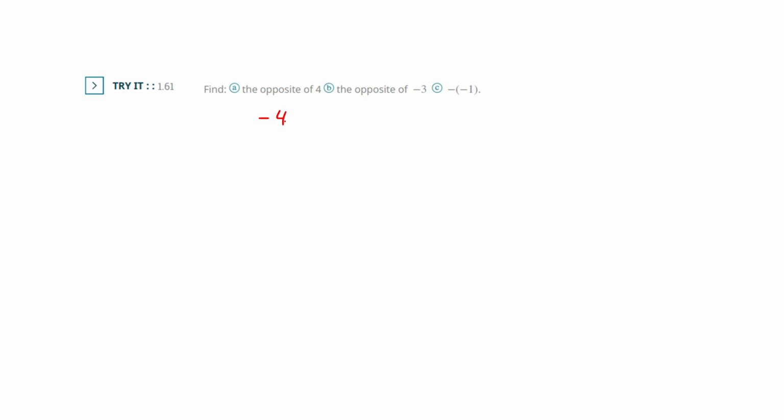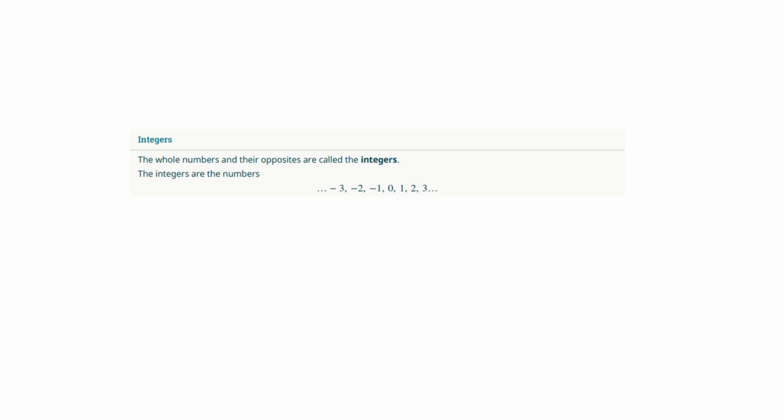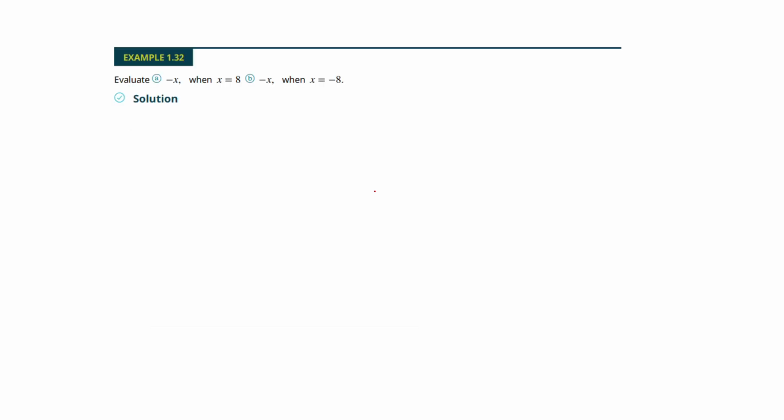Opposite of 4, opposite of -3 would be 3. Opposite of -1 is 1. Opposite of 8, opposite of -5 is 5. Opposite of -5 once again is 5. Okay, so we're defining the integers as those whole numbers, 0, 1, 2, 3 up, and then their opposites. So essentially anything without a fraction that you could count, but so the whole numbers and their opposites.